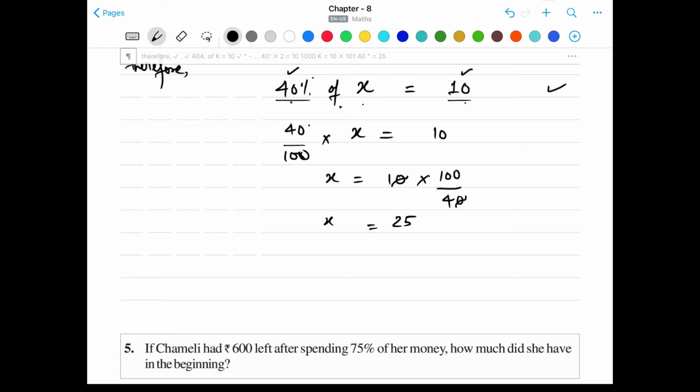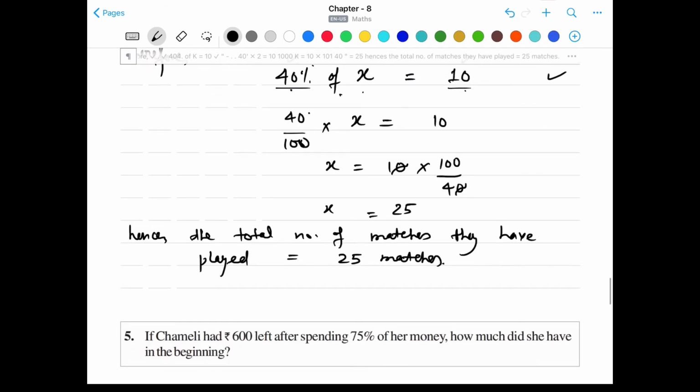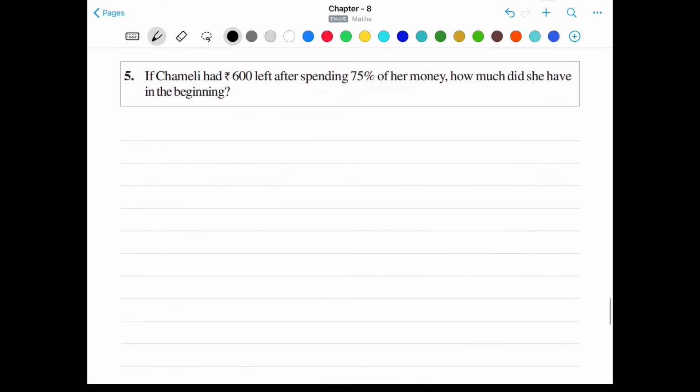Hence, the total number of matches they have played is equal to 25 matches. So that's the answer of question number 4 of exercise 8.1. Now let's move to question number 5.